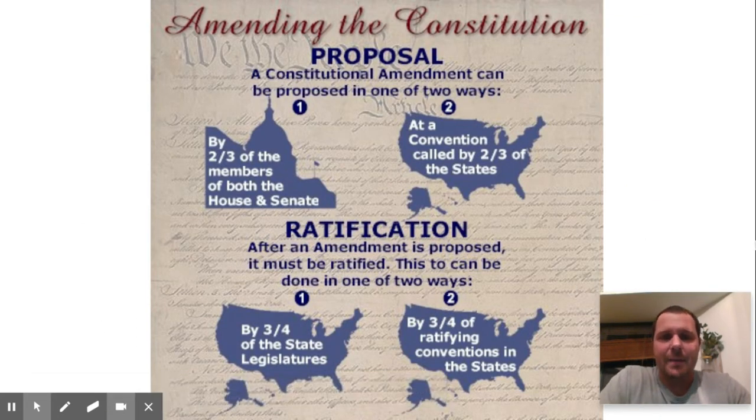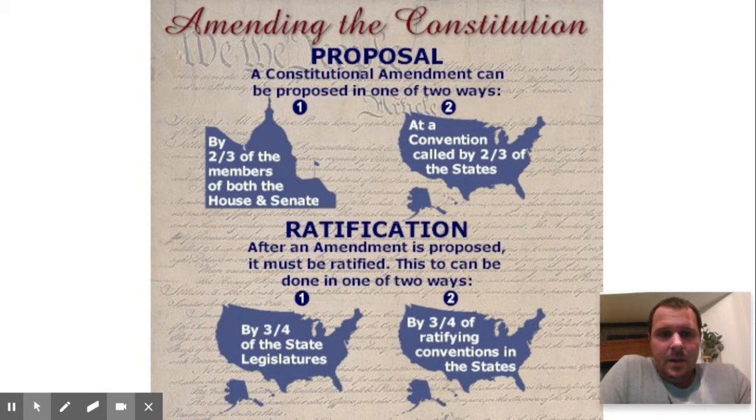If that were to happen, this chart explains how it happens. What I am going to make sure to hopefully communicate to you is that even though it kind of looks like there are multiple ways to propose a constitutional amendment and also multiple ways to ratify a constitutional amendment, really it only ever happens one way. And that's the way that you need to remember for this class.